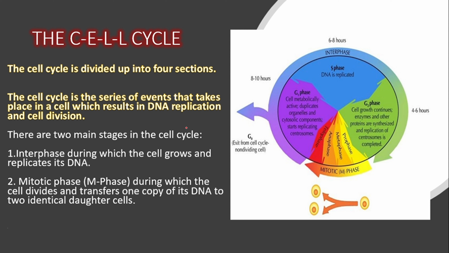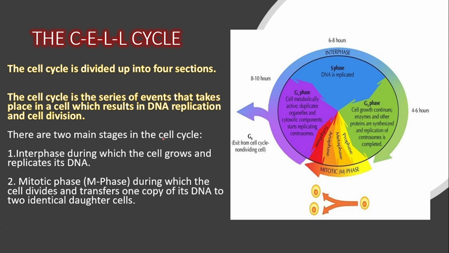So, as we can see over here, the cell cycle is divided up into 4 sections, all right? Here we have a diagram, and these 4 phases make up the whole cell cycle, okay? The cell cycle is a series of events that takes place in a cell, which results in DNA replication and cell division. Remember the chromosomes that I showed you at the beginning of the video? They are able to replicate and make more of themselves. That's the process called DNA replication.